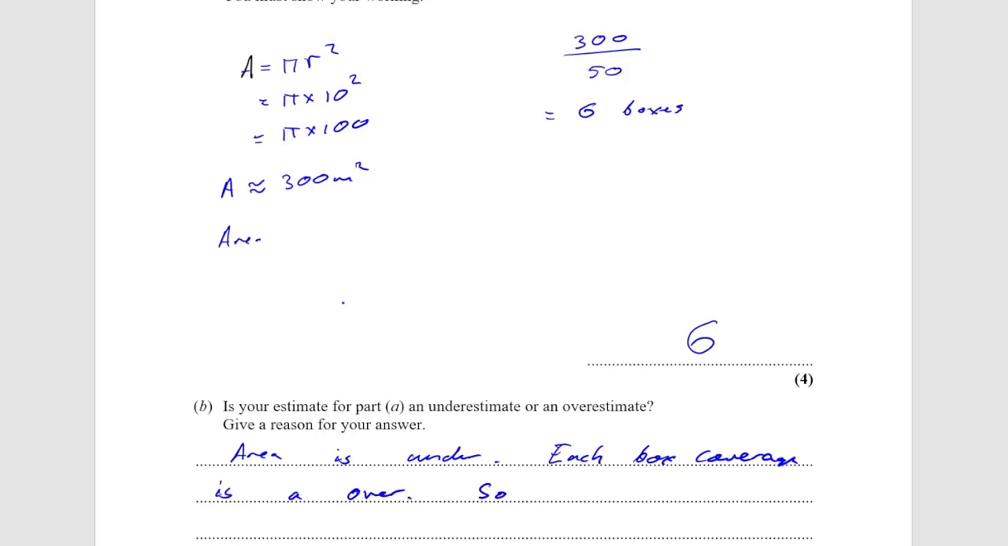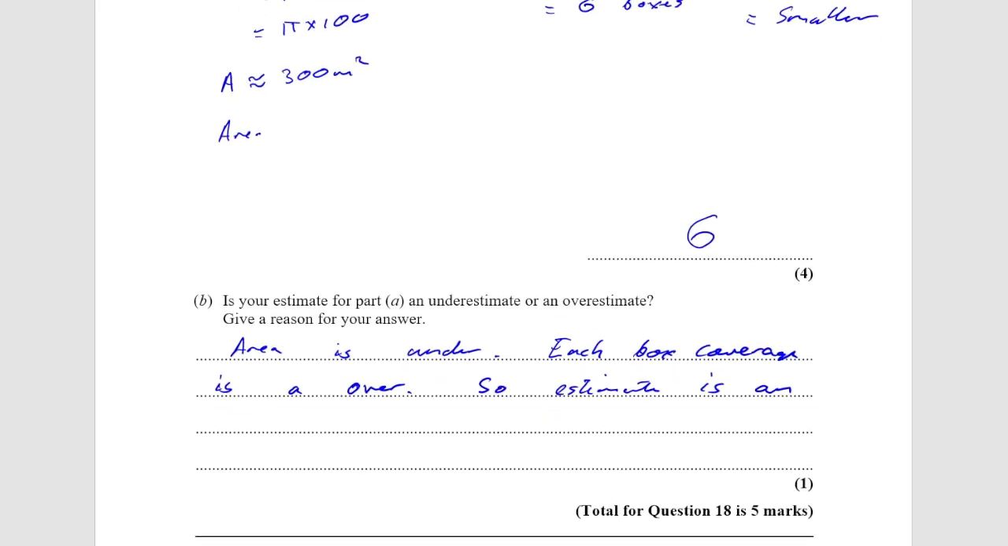So what we actually got is smaller divided by bigger. So if I split this up here, this value is smaller, this value is bigger, so our answer is actually going to be smaller. So the estimate is an underestimate.